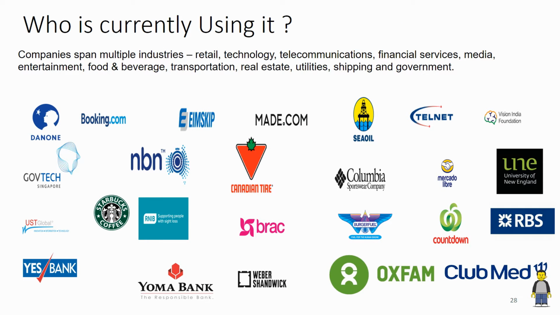So who's currently using it? And this list is growing by the day. They've penetrated many industries, with telecoms, technology, real estate, transportation, entertainment, non-profits. So we've got the Royal Bank of Scotland, Instance, Booking.com, Yes Bank, Starbucks, Global Brands, Danone, Oxfam for a non-profit, the RNIB.